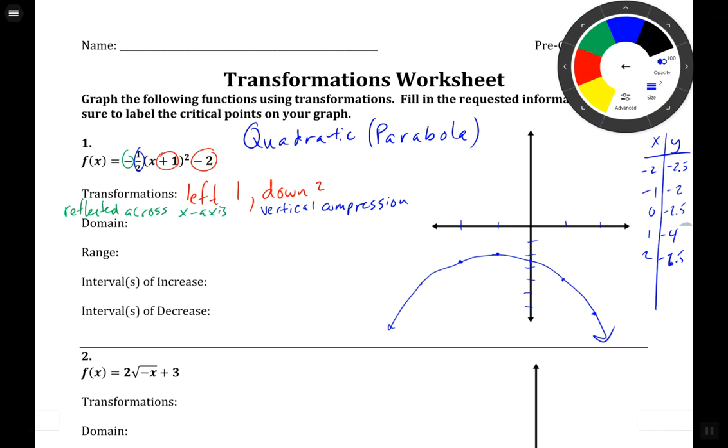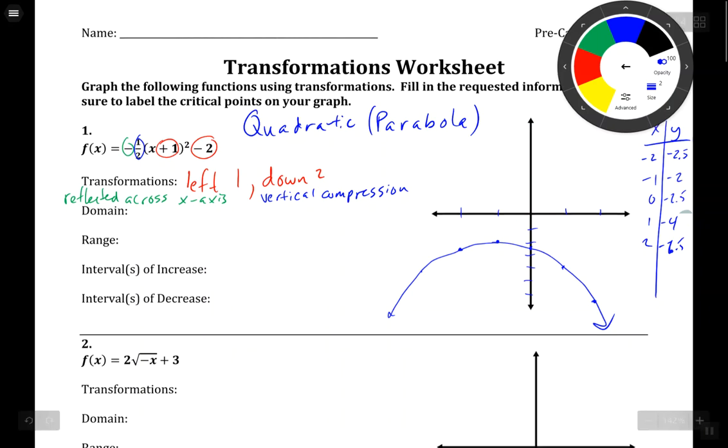Now, your quiz was much easier than that. I didn't make you do the reflection. I didn't make you do compression. All I made you do was shift. You shifted up or down and you shifted left or right. Shift is definitely going to happen every time. Yes?